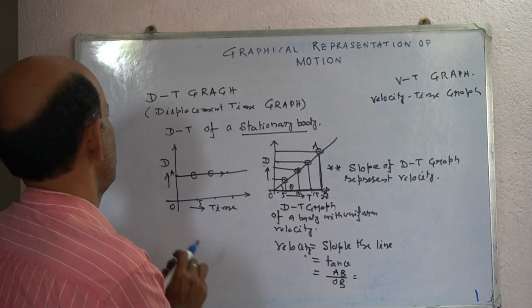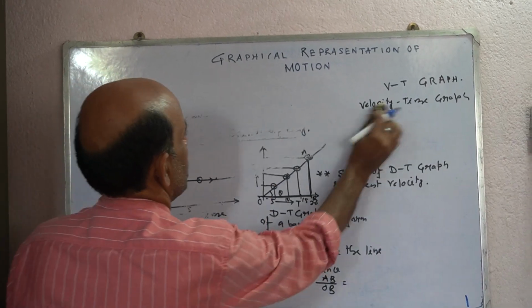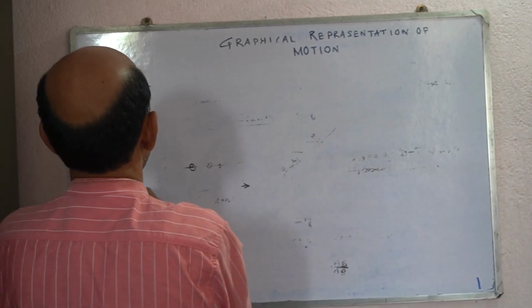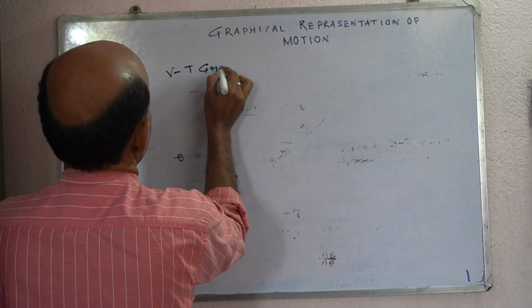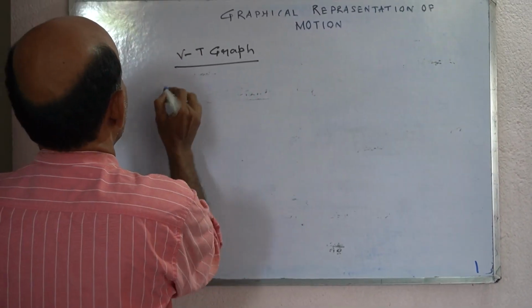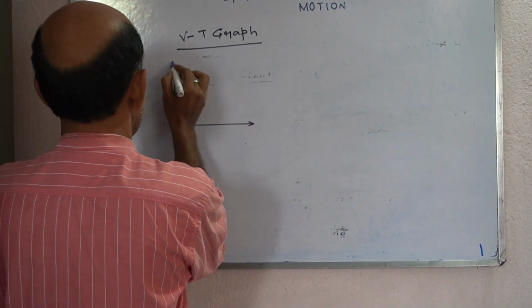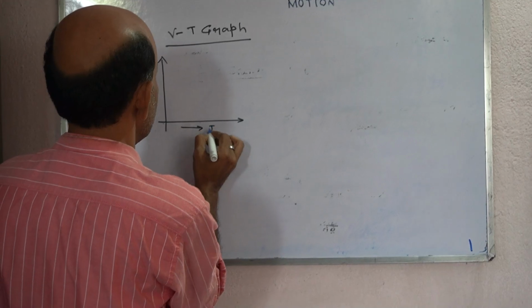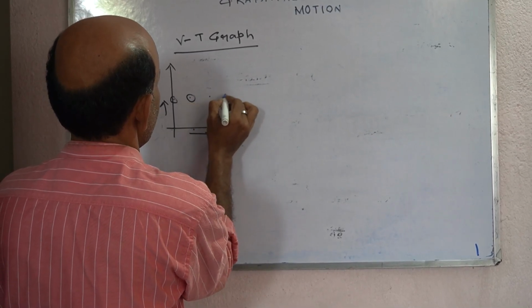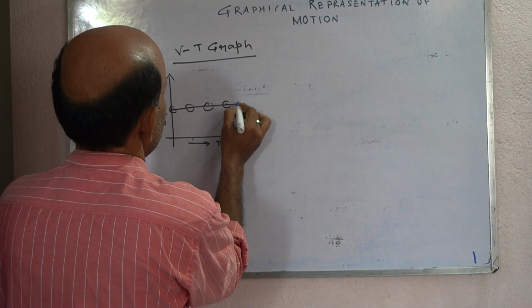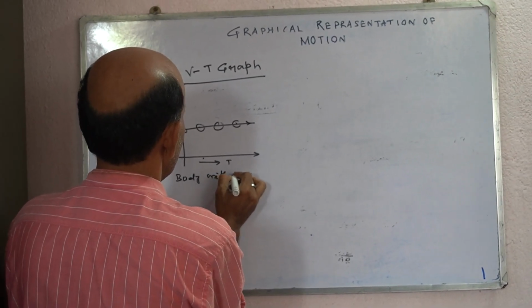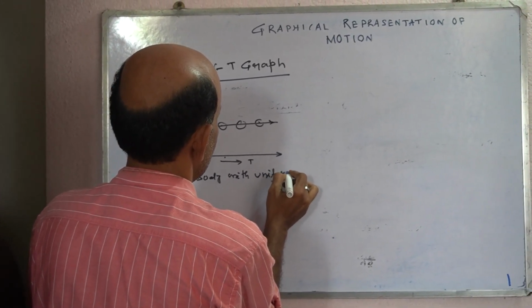But in the VT graph, the velocity-time graph, for a body which is in uniform velocity, the graph will be parallel to the x-axis, the time axis. This is the graph of a body with uniform velocity.